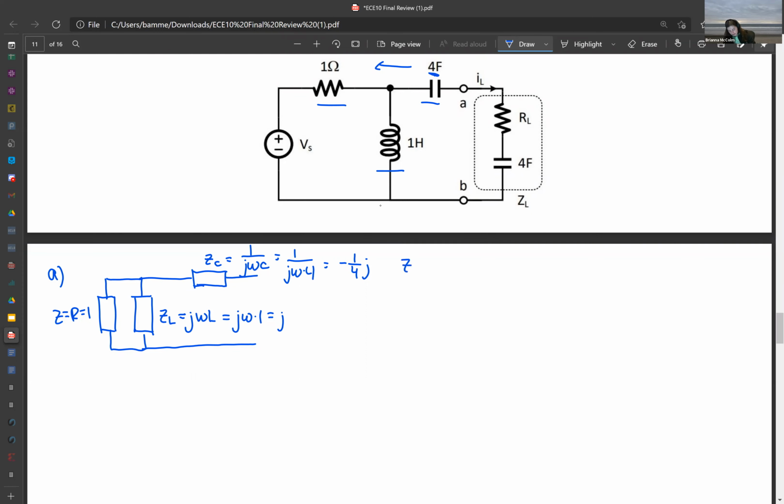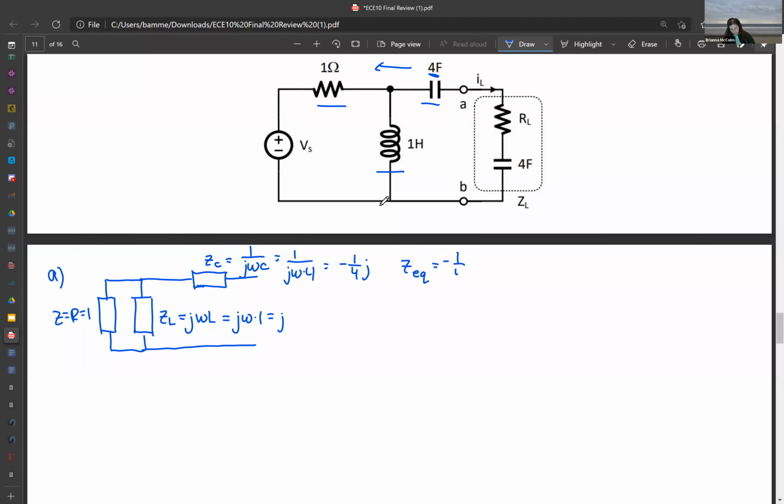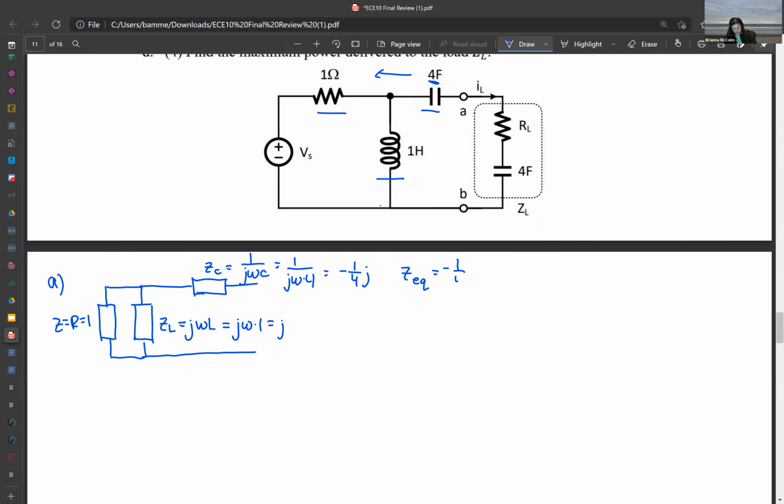And so the next thing that we're going to do is find the equivalent impedance for the circuit. We see that this component is in series with these two parallel components, so we're just going to add it on.